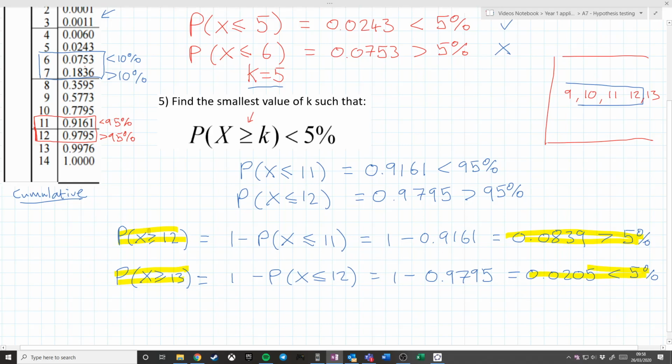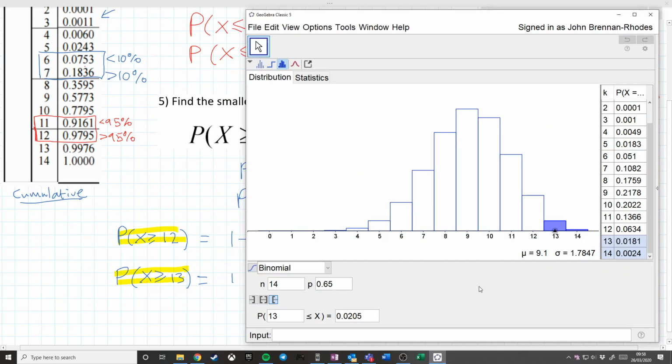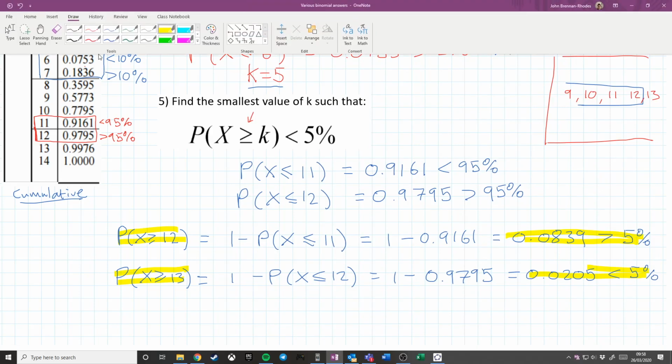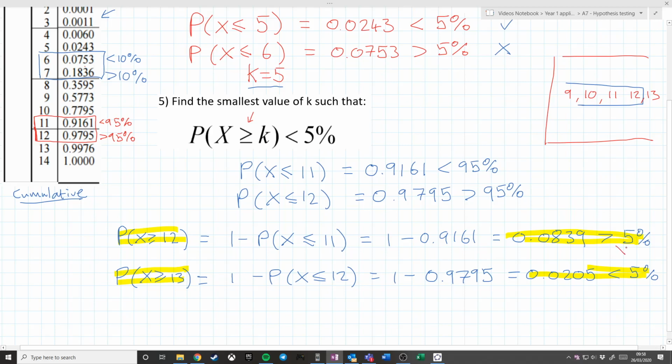We have shown that greater than or equal to 12 is not okay, but greater than or equal to 13 is small enough. It is in that top region. Reminder on here, 13 is okay, less than 5%. 12 is too big. We get 0.839, which is what we got there. So the answer overall is that this is not okay, this is okay, and the value of k that we want is k is equal to 13. And that is the answer that we want.